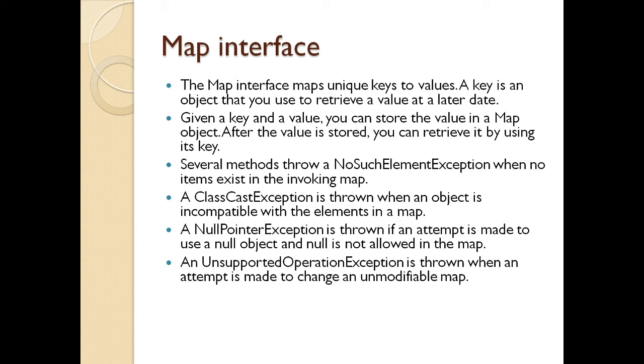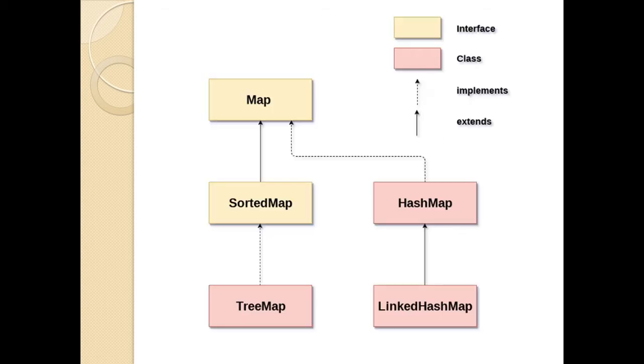Now looking at this map, we see that map is divided into sorted map and hash map. Again, sorted map is subdivided into tree map, whereas under hash map we have the linked hash map. So you have the basic interface, that is map interface, which we have to implement and extend into the sorted map, tree map or the hash map.